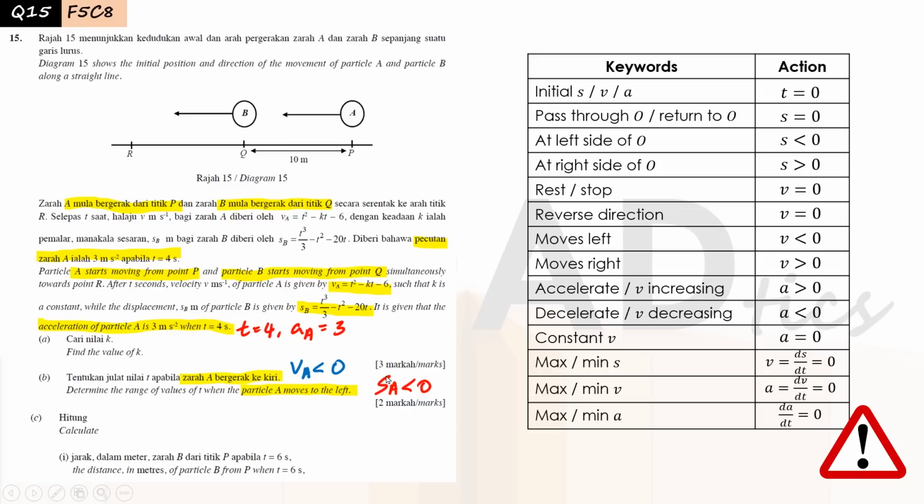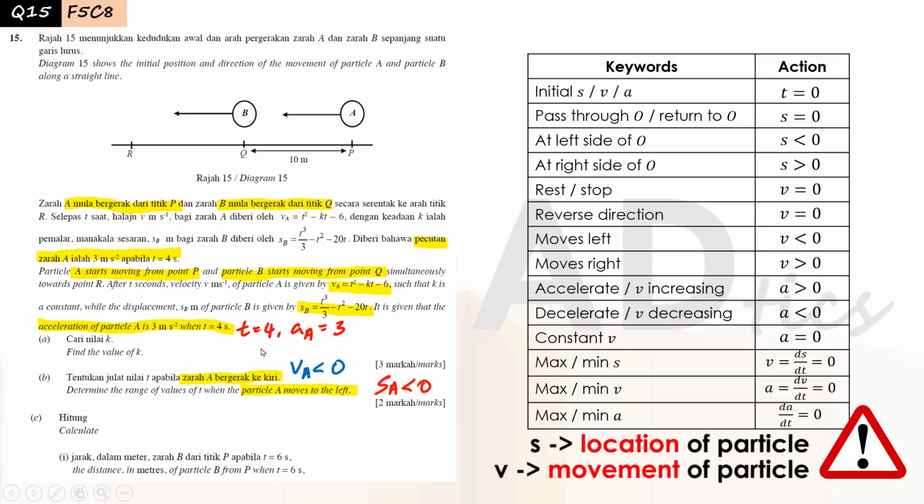Okay, so what is the difference between these two? Alright, so let me focus on the difference of S and V. Okay, S is the displacement, V is the velocity. So S in general focuses on the location of the particle. V focuses on the speed of the particle or the movement of the particle. So here it says moves to the left, so this involves the movement of the particle, right? So we will be using V.